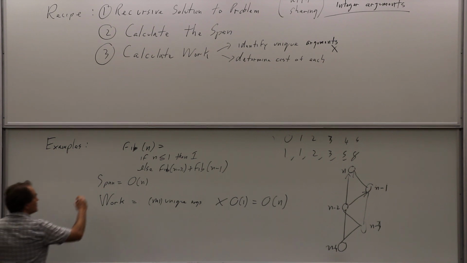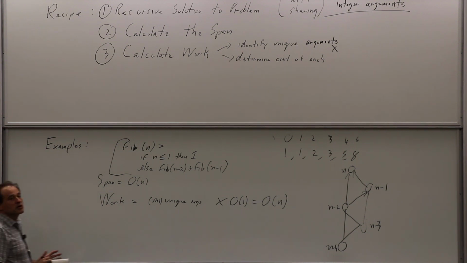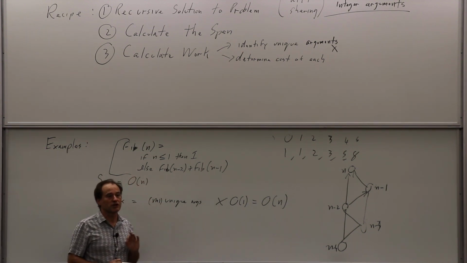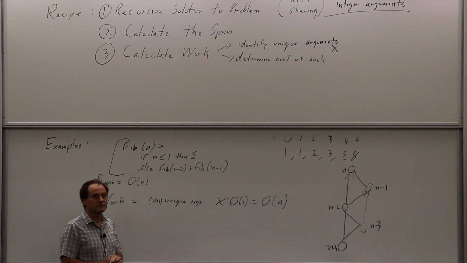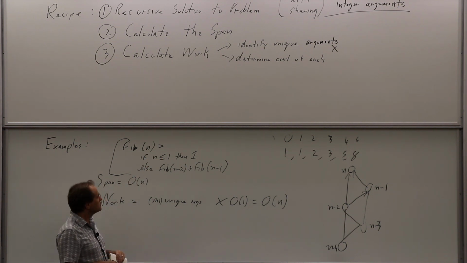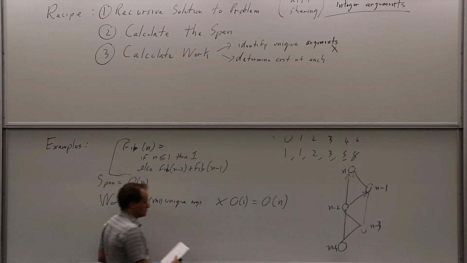So the point is that this is my efficient dynamic program for Fibonacci. I have to assume a cost model where I'm going to recognize sharing, and that's partly why I assume the integer arguments, because I have to have some equality to figure out that it's sharing. And then this is the analysis.